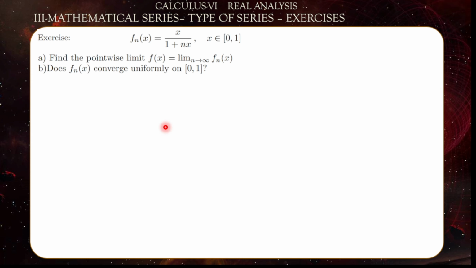Now let's move into pointwise versus uniform convergence. So we have a function f_n(x) equal to x divided by (1 + nx), x varying between 0 and 1 within this small interval. First of all, find the pointwise limit, f(x). Pointwise means find it at a specific point, for x equals 0, x equals 1, in the middle, but not throughout the entire interval. Find the limit f(x) equal to the limit as n approaches infinity of f_n(x). Second question: does f_n(x) converge uniformly on [0, 1]?